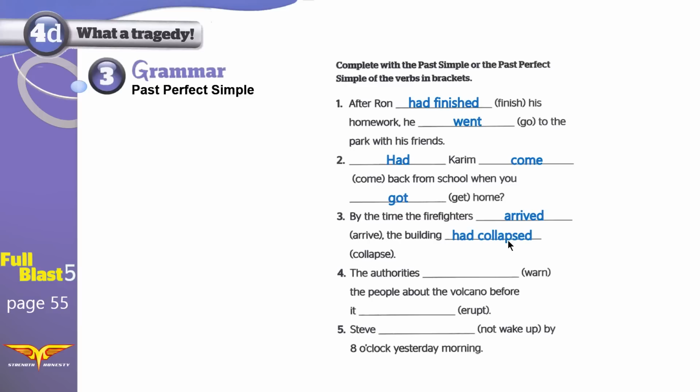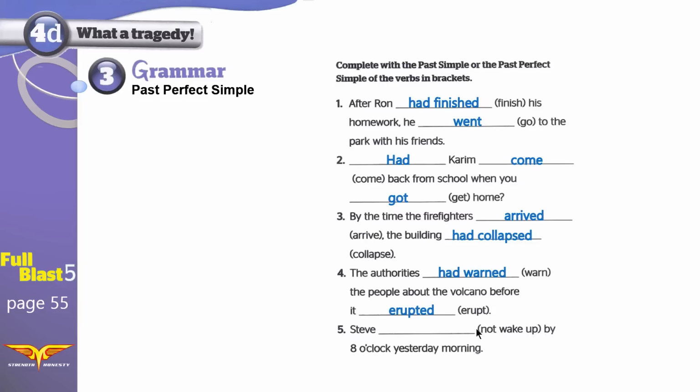Had collapsed. The authorities. Authorities are people who are in charge of something. Warn, give warning to the people about the volcano before it's erupt. Erupt means start making fire. So the authorities warned the people, and then the volcano erupted. Right? This happened first. We give this past perfect. Had warned and then erupted with ed.